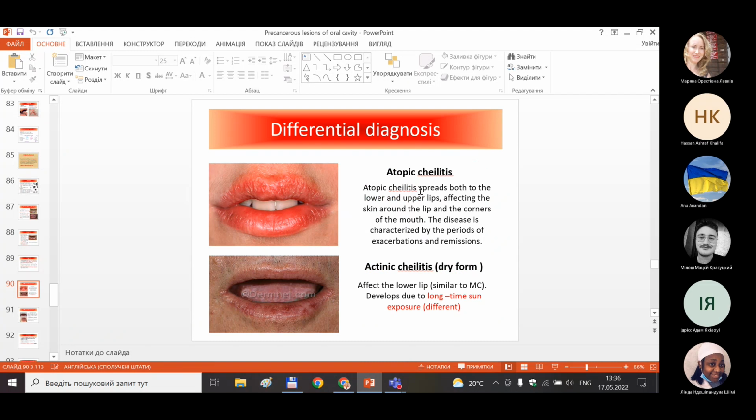Differential diagnosis of meteorological cheilitis is done with other cheilitis. Atopic cheilitis, for example, spreads both to the lower and upper lips, affecting the skin around the lip and the corners of the lip. The disease is characterized by periods of exacerbations and remissions. Actinic cheilitis, especially the dry form, affects the lower lip, similarly to meteorological cheilitis, but develops due to a long time of sun exposure. That is the difference.